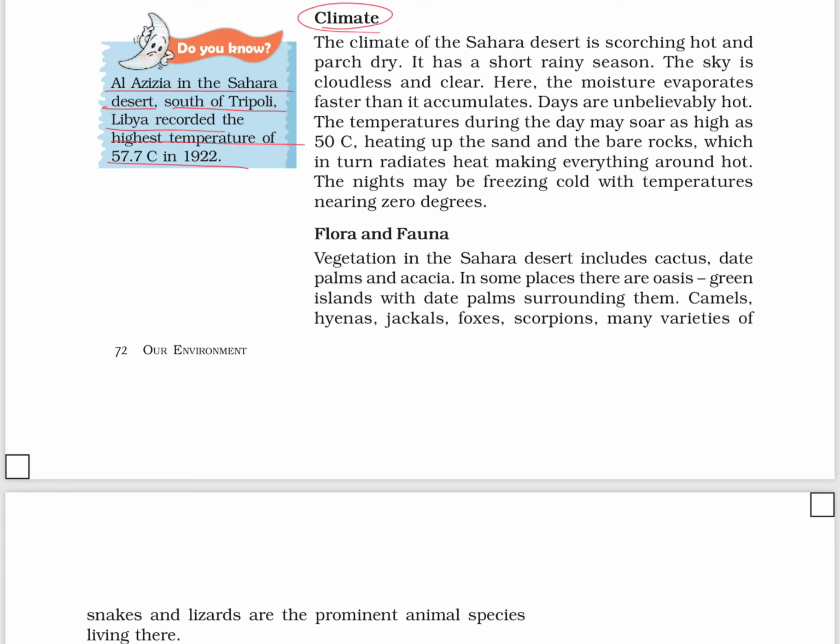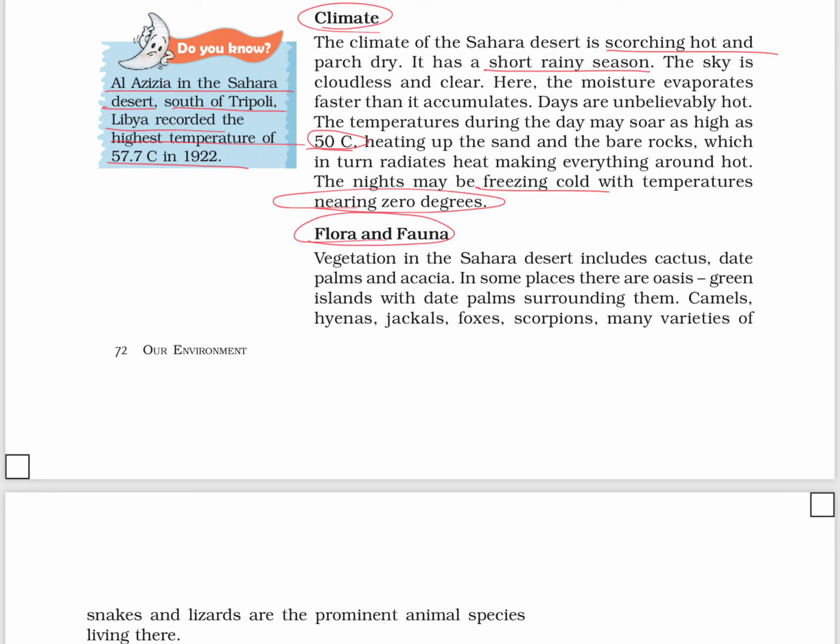Let's see the climate. The climate of Sahara Desert is scorching hot and dry. It has a very short rainy season. Temperatures during the day may be 50 degrees Celsius. The nights may be freezing cold with the temperatures nearing 0 degrees.